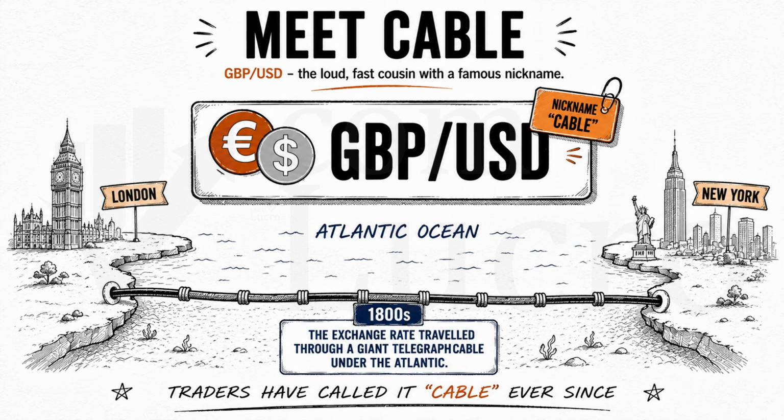Now let's meet its loud, fast cousin, GBPUSD. This is the pound against the dollar, and it comes with the most famous nickname in all of Forex, Cable. That name is a genuine piece of history. It goes back to the 1800s, when the exchange rate between London and New York was sent back and forth through a giant telegraph cable running along the floor of the Atlantic Ocean. Traders have called it cable ever since.